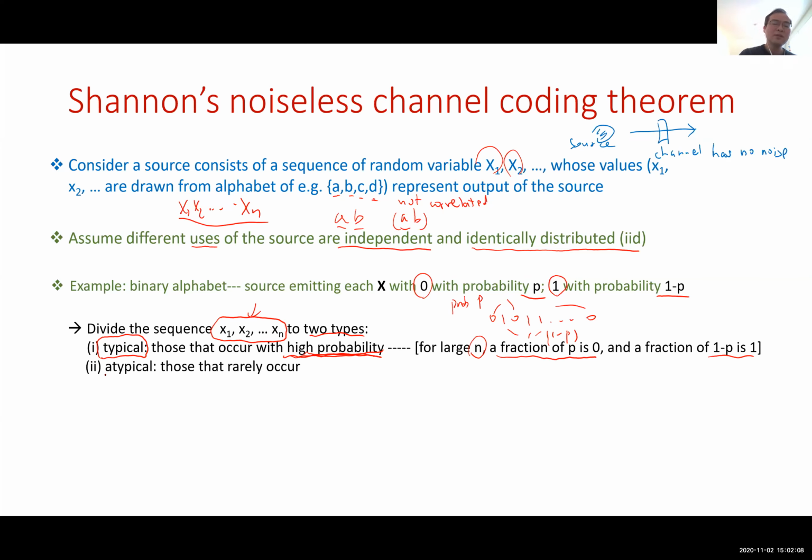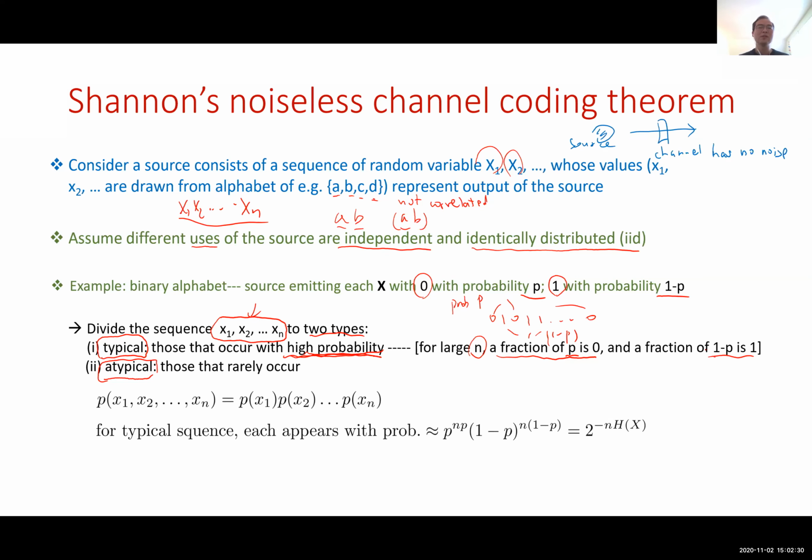And the other type, a typical sequence, is those that appear rarely. So meaning that they don't have the fraction according to p and 1 minus p. Okay, so that's the definition.